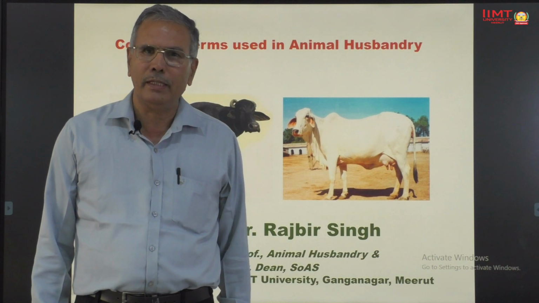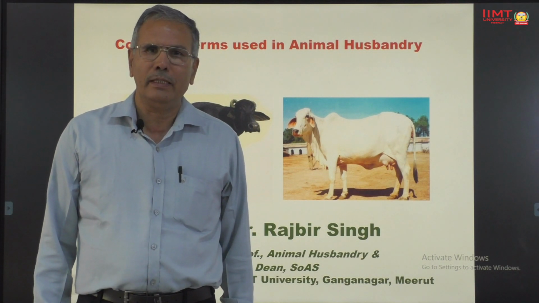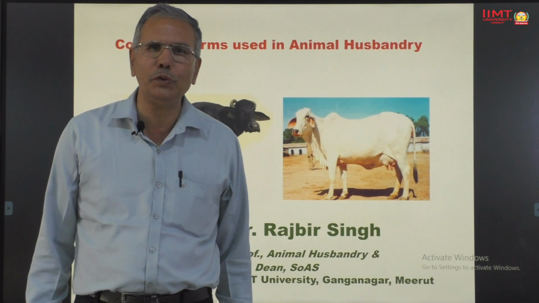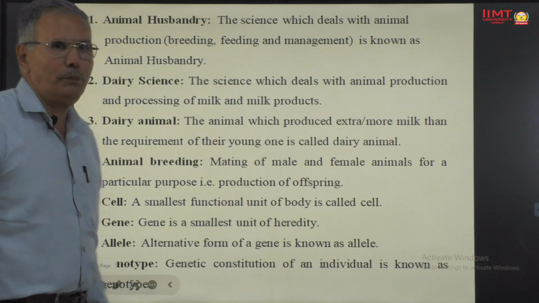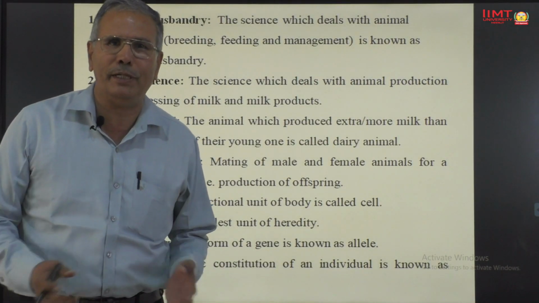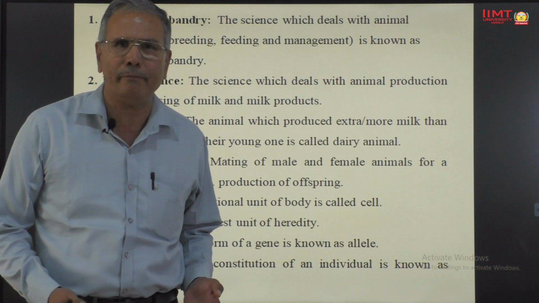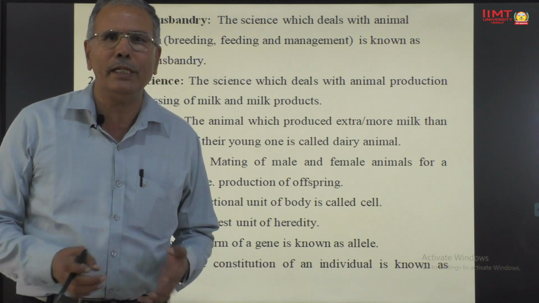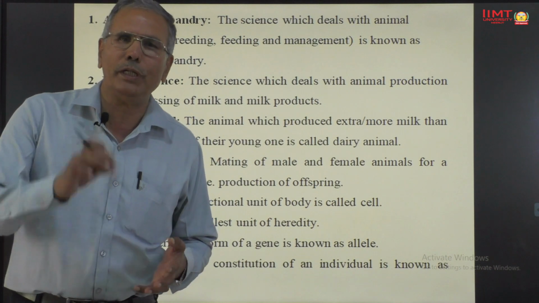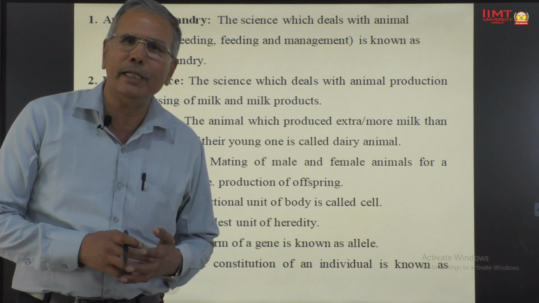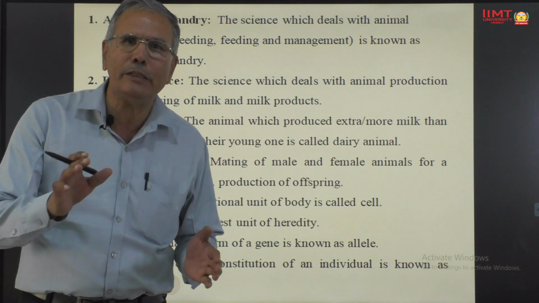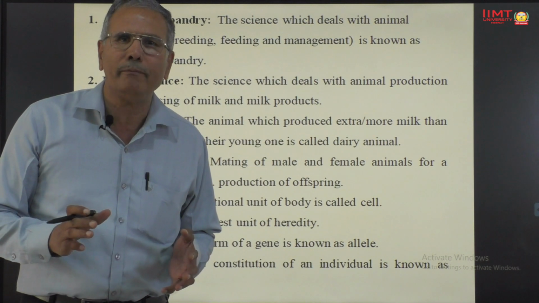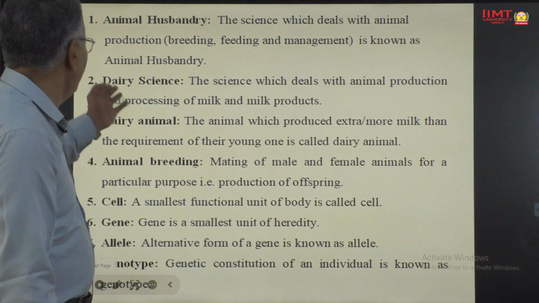Dear students, today we will discuss common terminology, common terms which are frequently used in animal husbandry. First of all, we should know what is animal husbandry, what is the definition of animal husbandry. The science which deals with animal production is known as animal husbandry. Or in another word, we can say the science which deals with animal breeding, feeding and management is known as animal husbandry. What is dairy science?